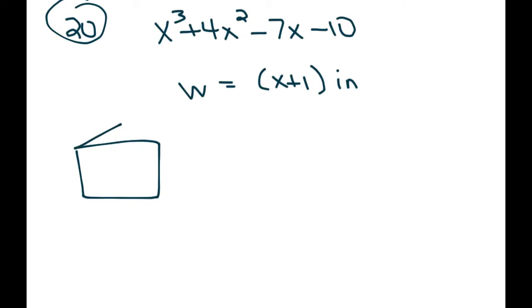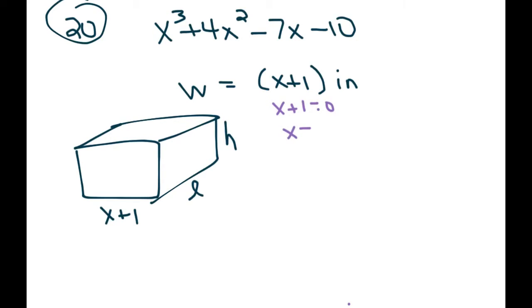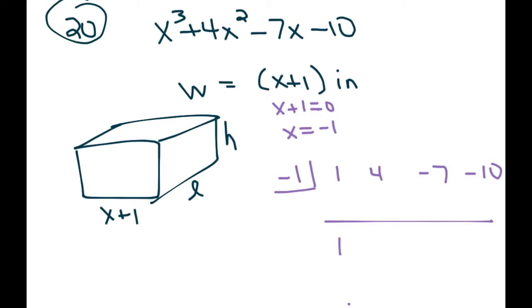Well, there are two ways you can go about doing this to find the length and the height. One way you can do it is by using synthetic division. Negative 1 would go in the box, and next to the box would go 1, 4, -7, -10. You would drop the first number, then you multiply, and then you add, and then you multiply, and then you add, and then you multiply, and then you add.